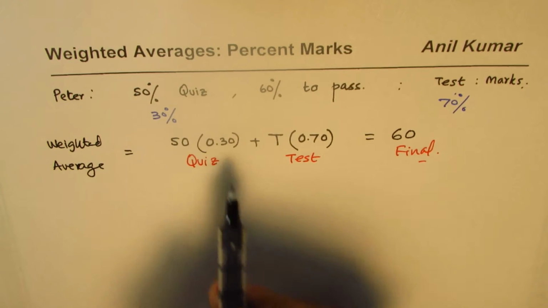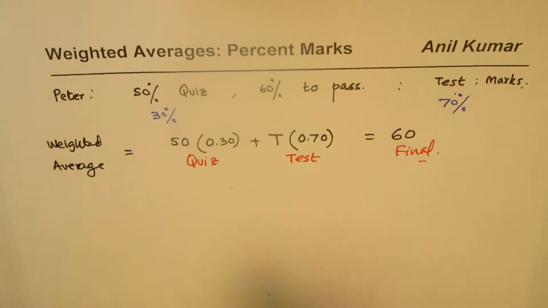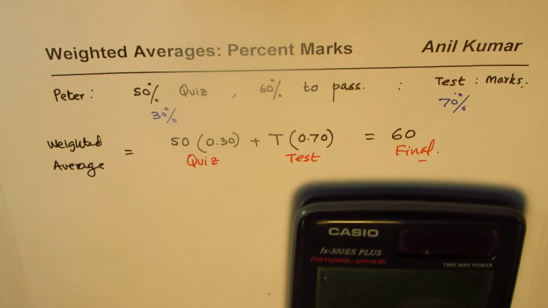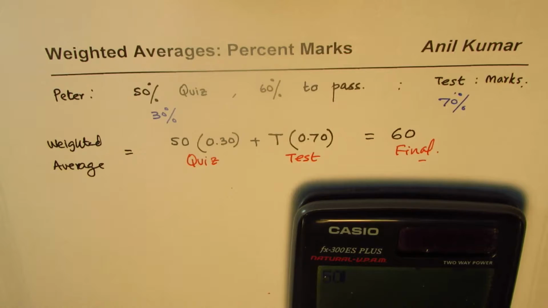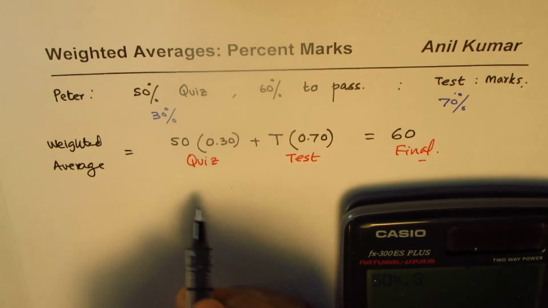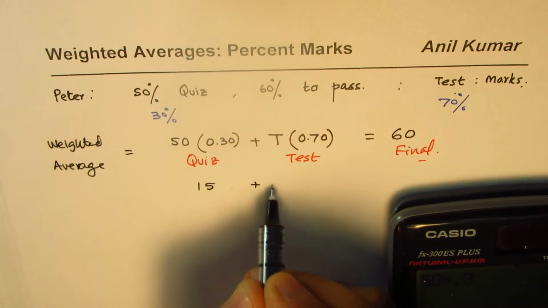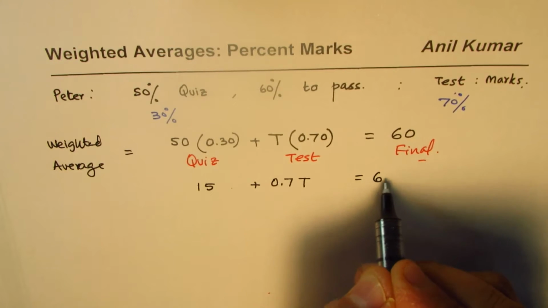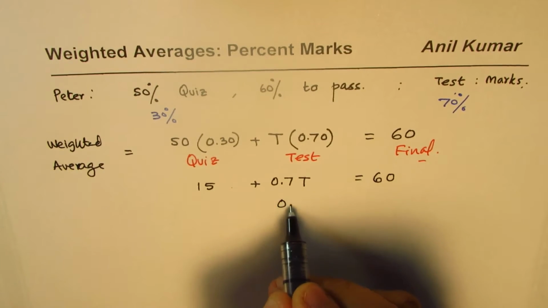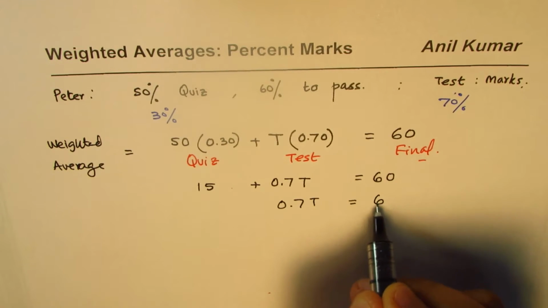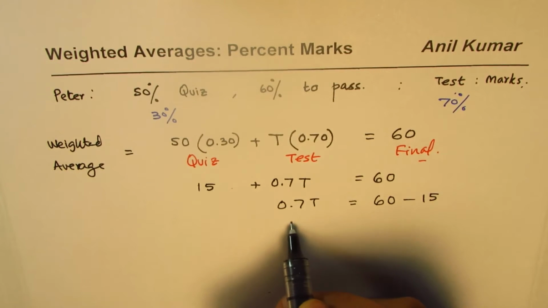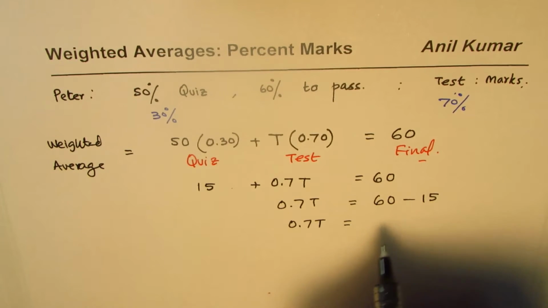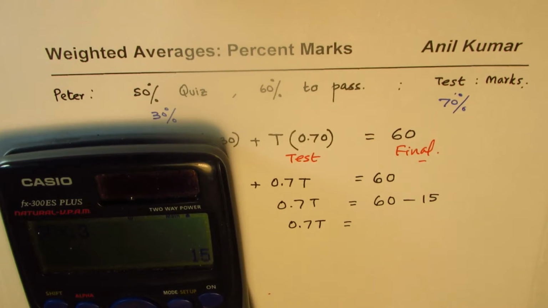So we can use our calculator to solve this. Now let's first rearrange. We have 50 times 0.3, which is 15. So 15 plus 0.7 times T is equal to 60. To get this value, we'll isolate this term, so we take 60 take away 15. So we have 0.7 times the marks in the test is 60 take away 15, and that is 45.